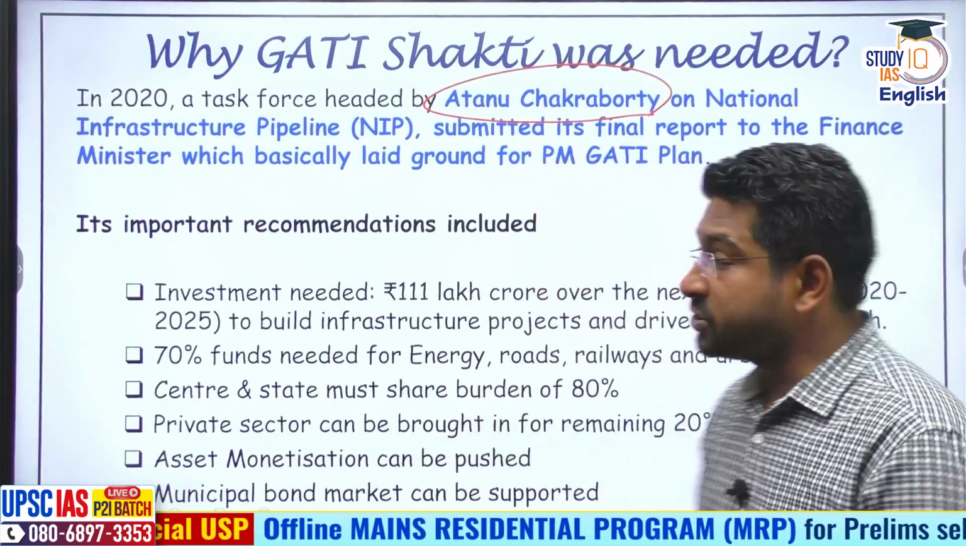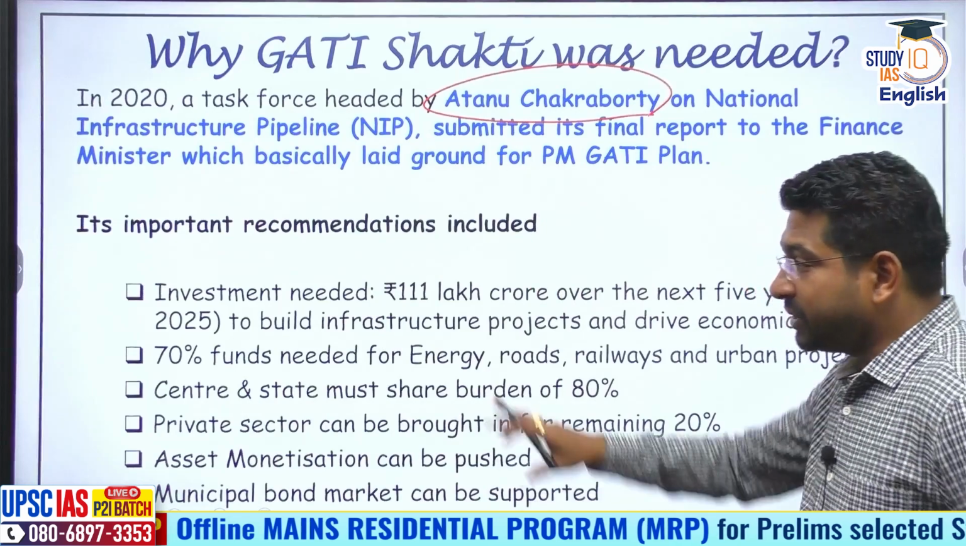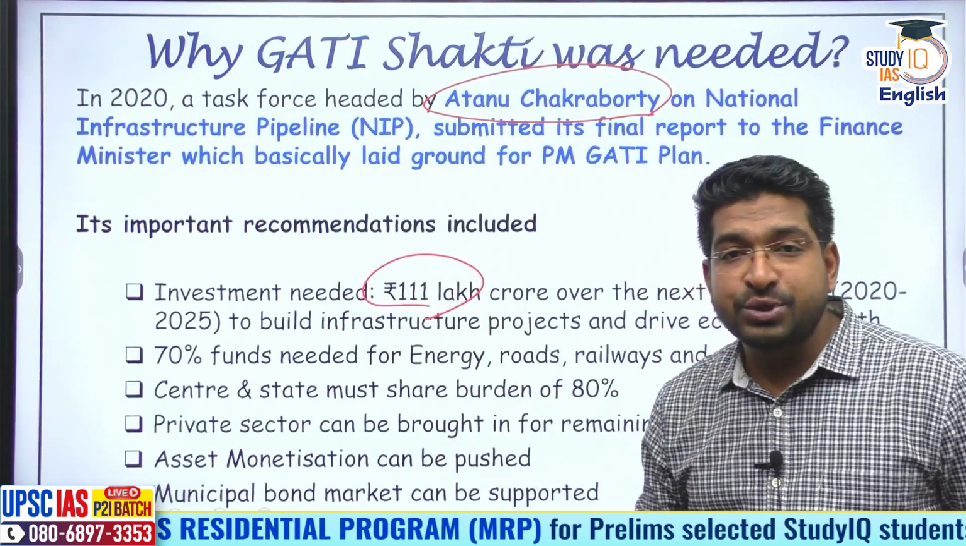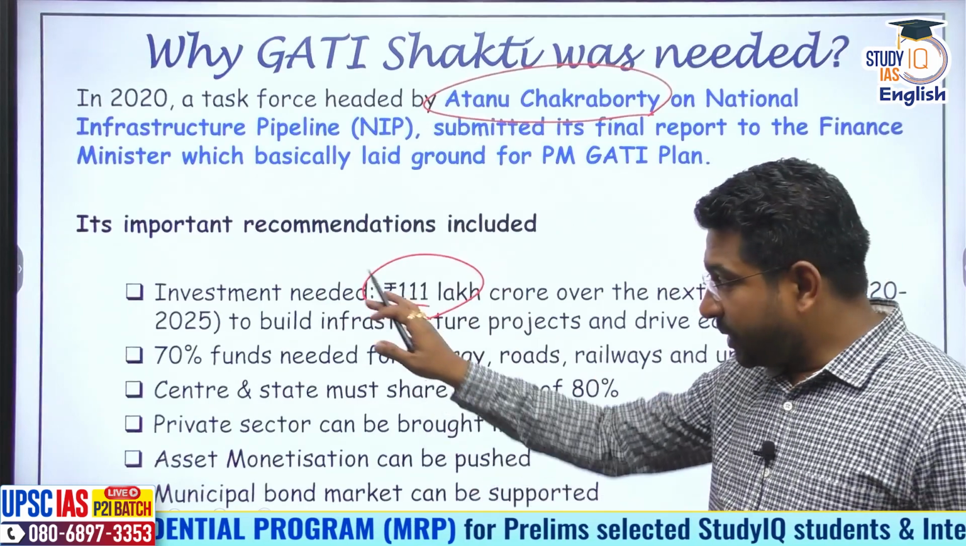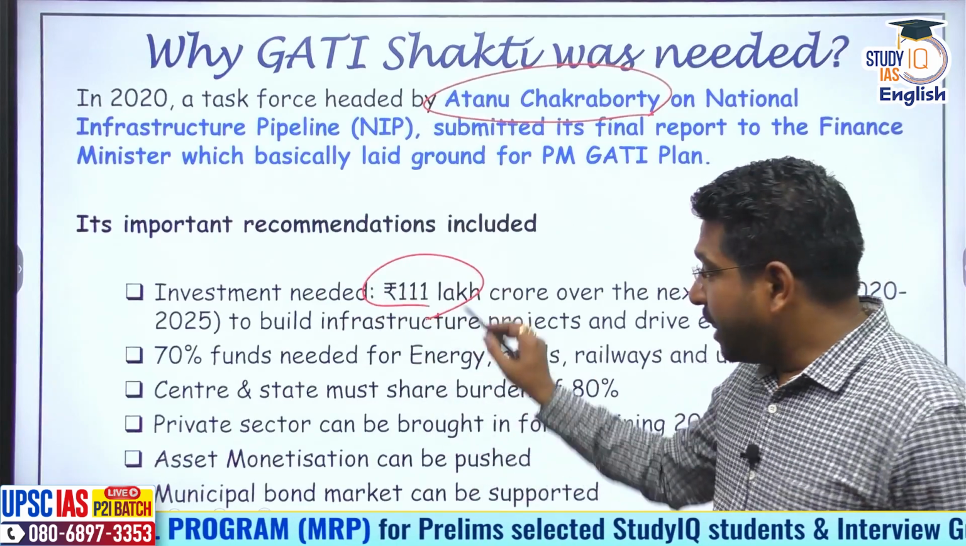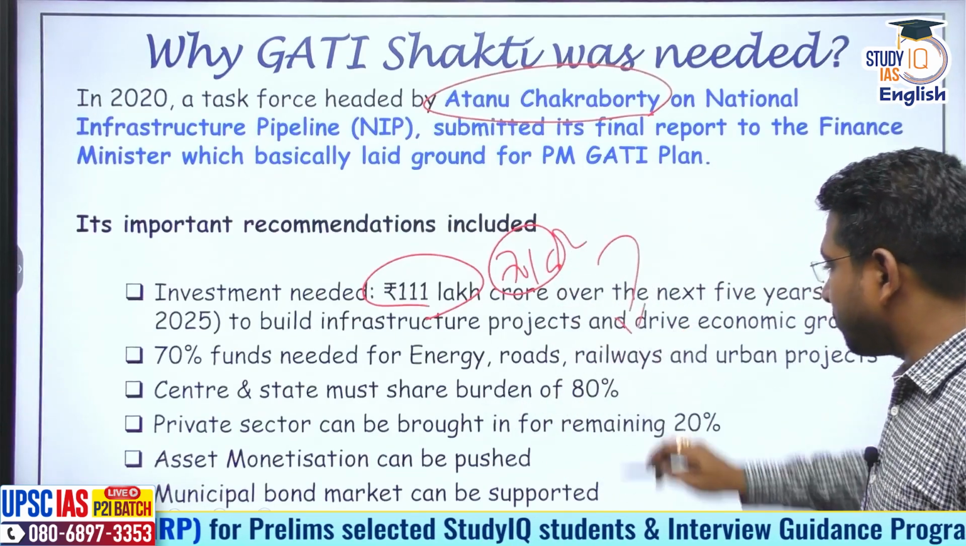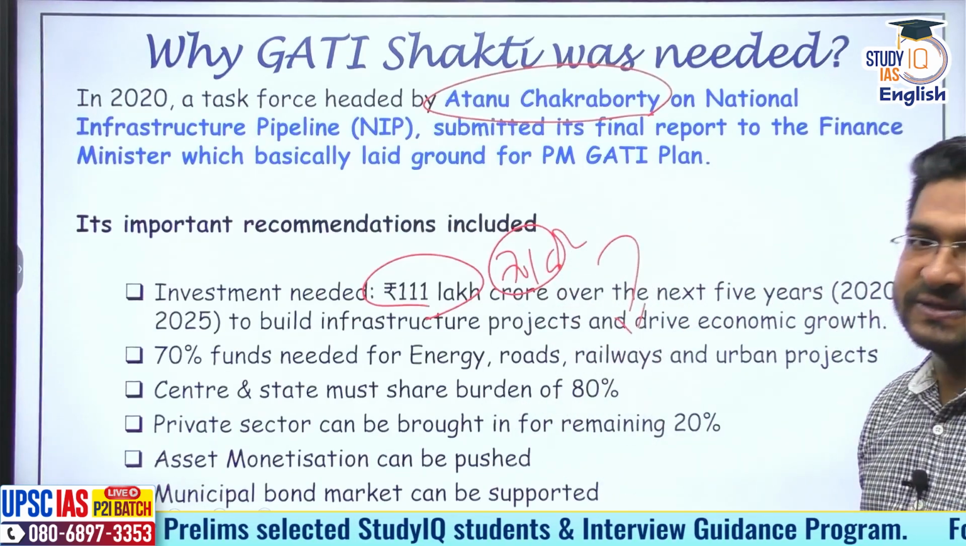Some of the recommendations of the Chakrabarti committee include that India needs investment of about 111 lakh crores in the next 5 years till 2025 to build infrastructure, and almost 70 lakh crore out of this would go for energy, roads, railways, and urban projects.